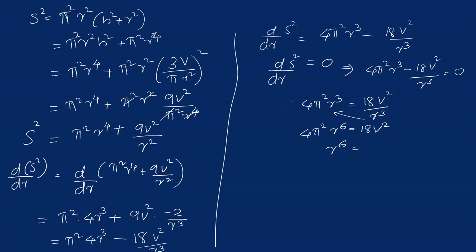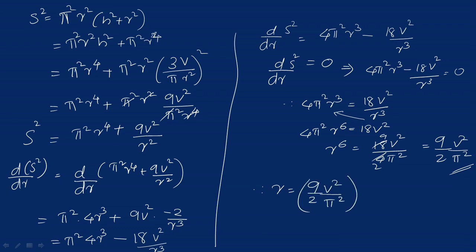R cube is taken to the left side, so we have 4π²r⁶ equal to 18v², or r⁶ is equal to 18v² by 4π². 4 and 18 cancel, so we have 9 by 2 v² by π², that is r⁶, or r is equal to (9v² by 2π²) raised to 1 by 6.